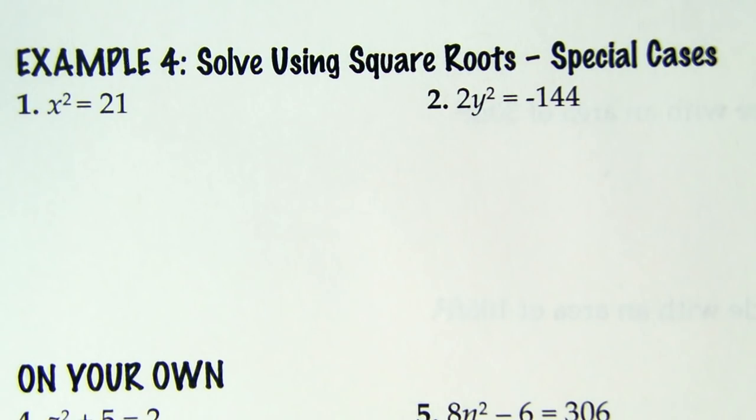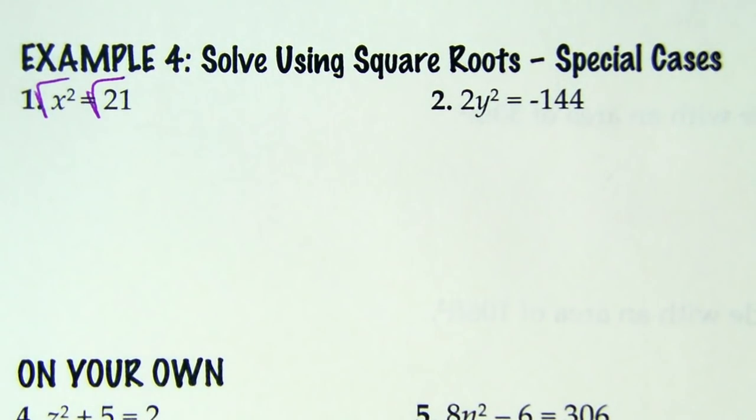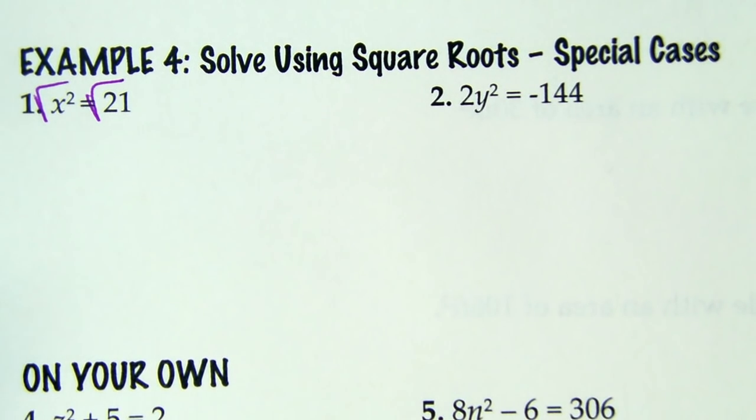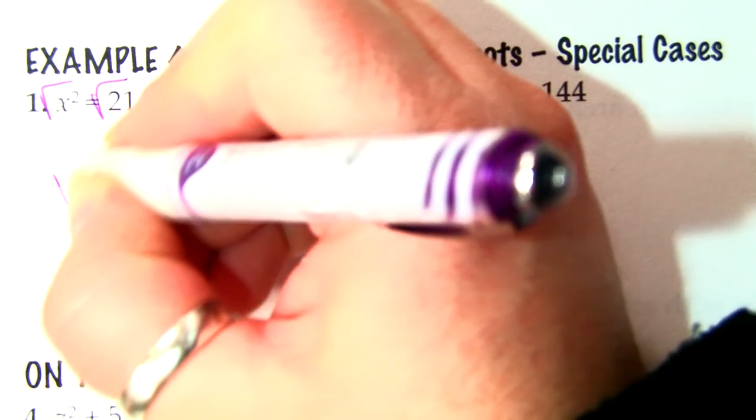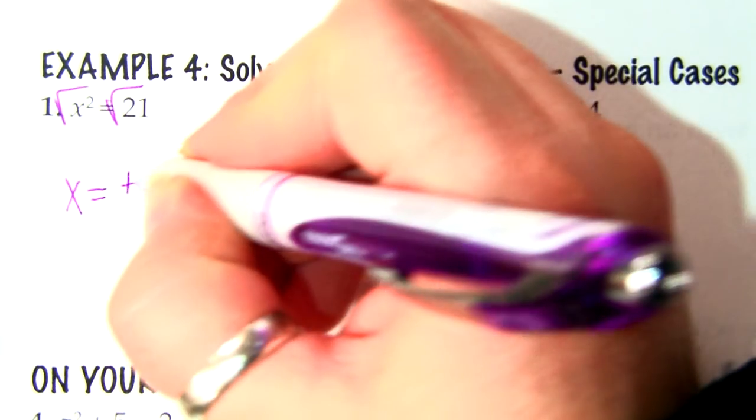So the first one, x squared is already by itself, so we don't have to do anything other than take the square root. So this one is, because 21 is not a perfect square, it's going to be a decimal. So when you type that in, you're going to get a pretty long decimal. You can just round it to the nearest tenth is fine. So x equals positive and negative 4.6.